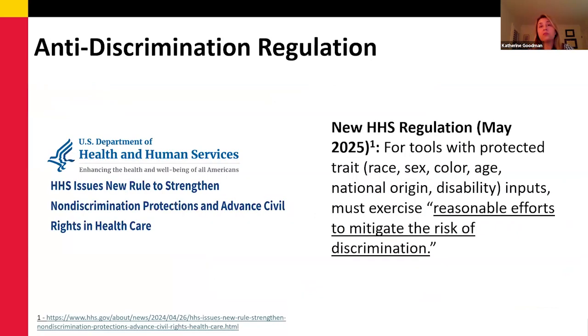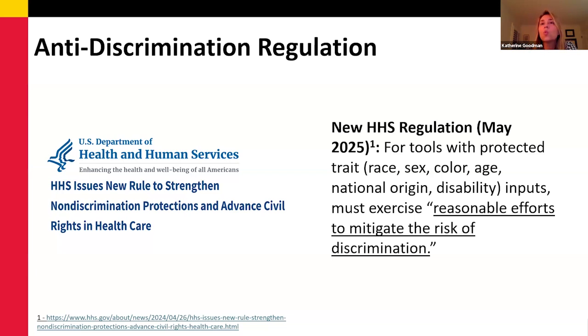And in fact, very recently, HHS just issued a final regulation, which will take effect in May of 2025, that actually says for a wide swath of patient care decision support tools, including clinical algorithms, that if they include a legally protected trait, and so those are things like race and sex, but in particular in their examples, they focused on race. If that's in the model, then providers using this must exercise reasonable efforts to mitigate the risk of discrimination. And this is important because this liability attaches not to the developers, but to the providers, the end users, the healthcare systems.